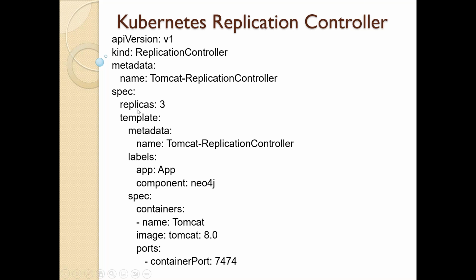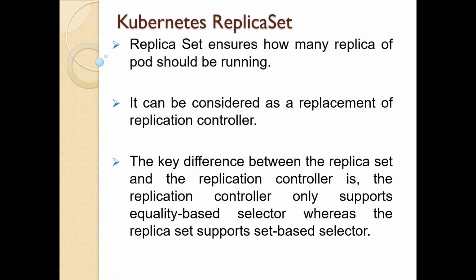So this is what happens, right? With the replication controller, you say how many replicas you need, say 3 replicas, and it will run this application, it will run this Tomcat as 3 copies. We have replica set also. Replica set is actually a replacement of replication controller, so it does the same thing.